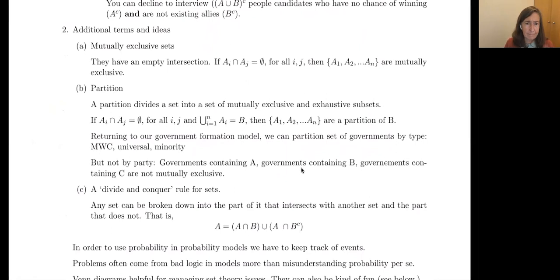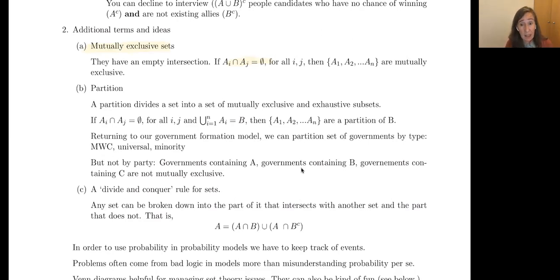And then I also just want to go through a couple of very related but useful terms. Over and over again, we're going to be asking ourselves whether sets are mutually exclusive or not. Mutually exclusive just means they have an empty intersection. Nothing in A is in B. Nothing in B is in A. They're mutually exclusive. That is a helpful fact for us to know, especially once we start assigning probabilities to them.